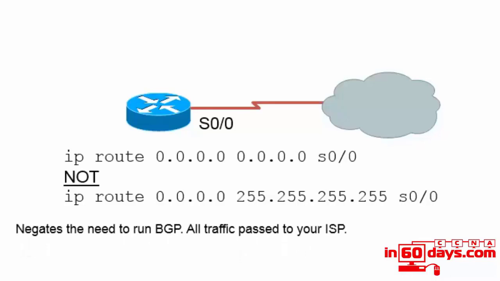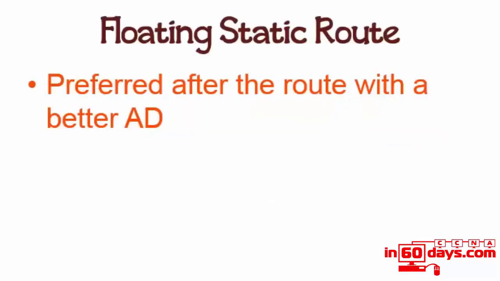Now this negates you having to run more complicated protocols such as BGP. You just send all your traffic to your internet service provider in this example. A floating static route. This is a preferred route after a route with a better administrative distance.